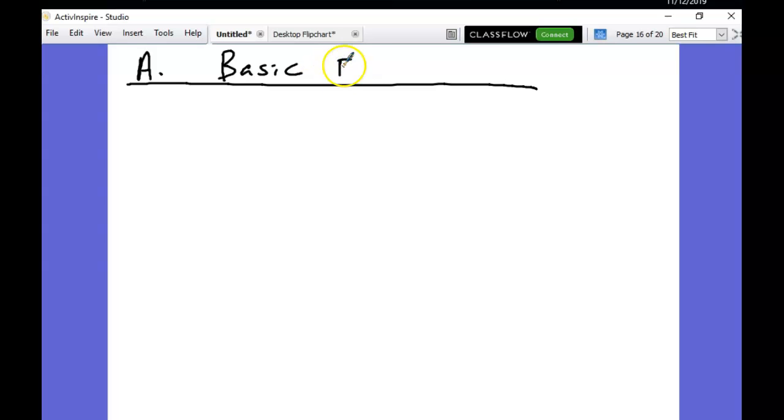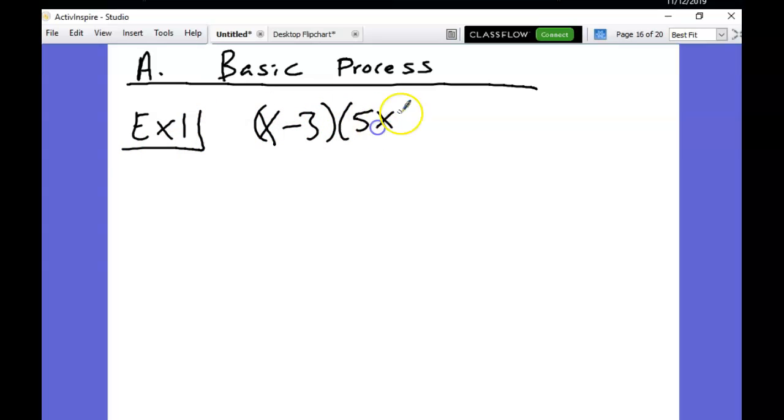But let's talk about the basic process of multiplying polynomials. Now, this first example, like I said, you don't have to write this one if you think you already know how to do it. Do you guys know how to multiply this? If you do, then don't write it. You can just watch or ignore me. But if you don't know how to do it, you might want to write it down.